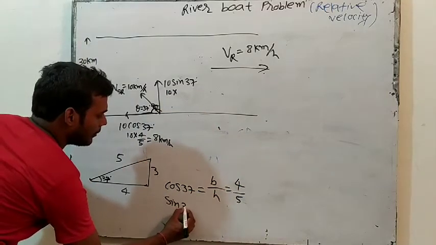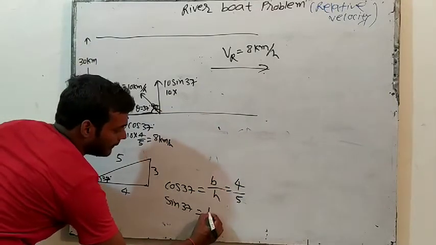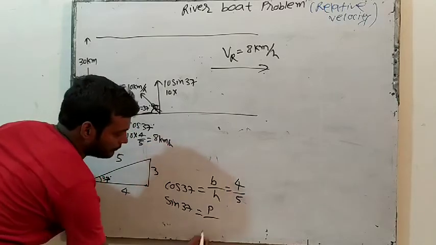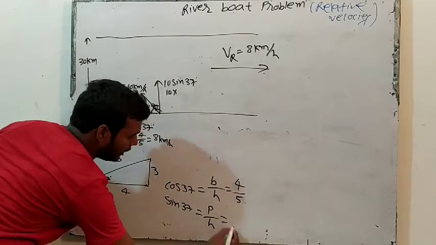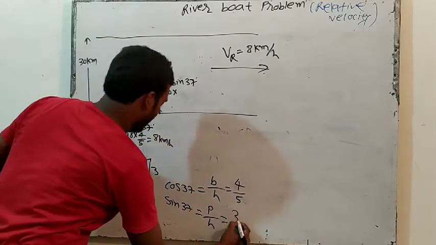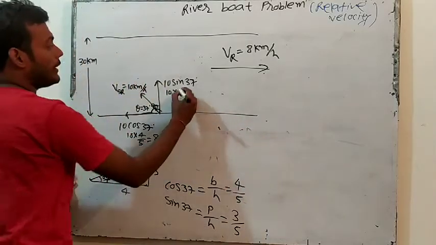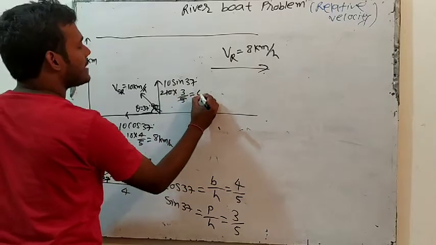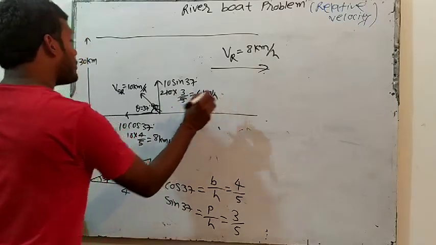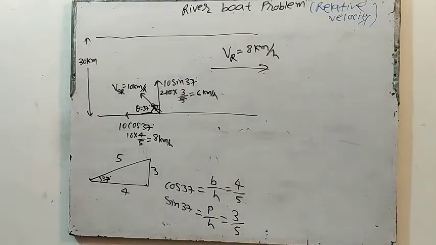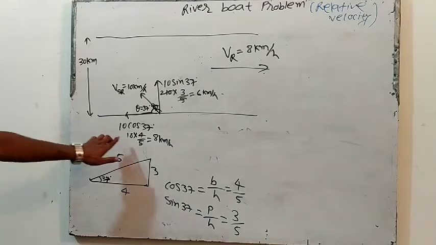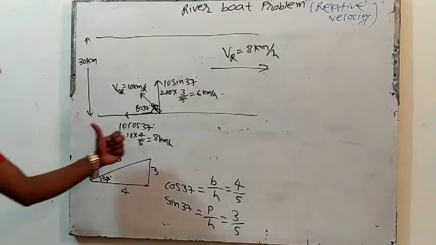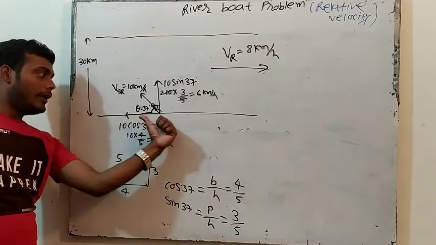And if you calculate 10 into sin 37, calculate sin 37 from here. So sin 37 is perpendicular by hypotenuse. Perpendicular is 3. Hypotenuse is 5. So this will be 3 by 5. So this will be 6 km per hour. Now see this thing. This is important. Velocity in x direction is how much? 8 km per hour. Actually this is with minus x, no?